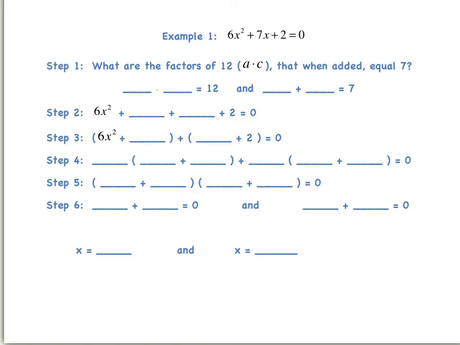We also know that factors of 12 are 3 times 4. Well, if I add 3 plus 4, I will get 7. So those are going to be the factors I use. We're going to use 3 times 4 and then 3 plus 4. For step number 2, I need to replace 7x with 3x plus 4x. So that's going to look like this.